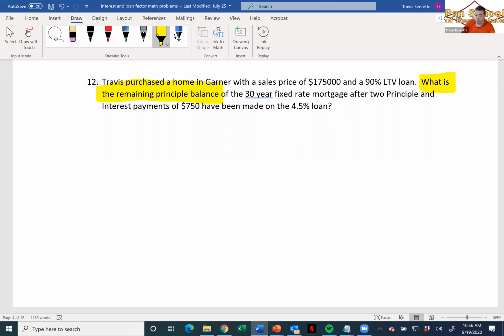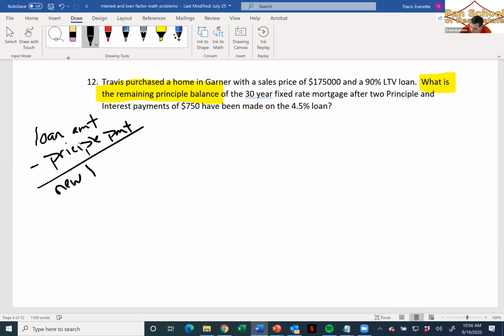Okay, so what's the remaining balance of a loan? I know that with any loan, the loan balance is going to be the loan amount minus a principal payment, and that equals the new loan balance. Well, they want us to do it twice, right? It says after 2 principal, but it's just going to be 2 payments. Does that make sense for everybody? So we're really just going to do the math twice. Same math, we're just going to do it twice. That's all that's going to happen.